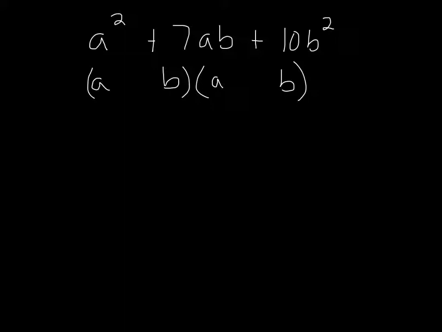Now you can just forget about the variables and focus on the numbers. Look at your signs. We have two positives, so that means both of these are going to be pluses, right? Now, what makes 10? 1 times 10, 2 times 5. When you add them together, you get 11, and here you get 7. So it's 2 and 5.